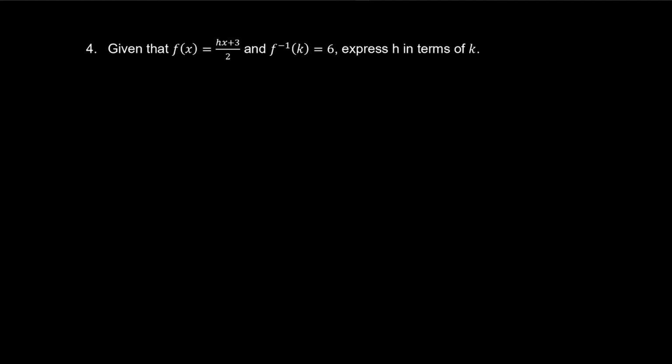Question number 4. Given that the function f(x) is (hx + 3) divided by 2, and the inverse of f when the input is k is equivalent to 6, express h in terms of k. So it means that the final answer must be h equals to something k plus something else, right? So now we look at the question first.